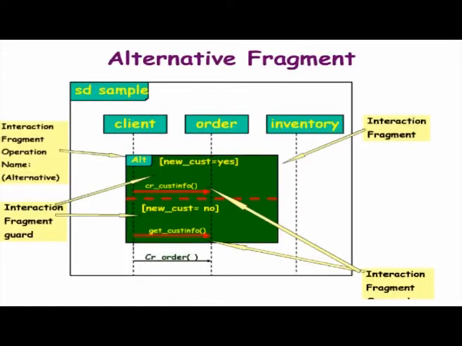In the alt, as I was saying, there are two alternate actions that may take place depending on the outcome of the condition. If the new customer is yes, then it will call create customer info on the order. If it is not a new customer, then it will get customer info.